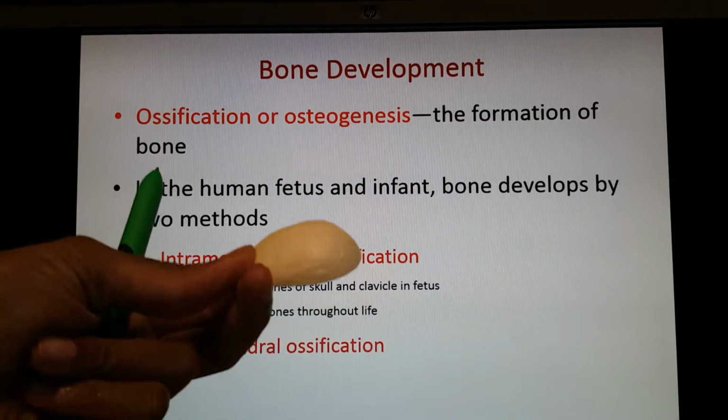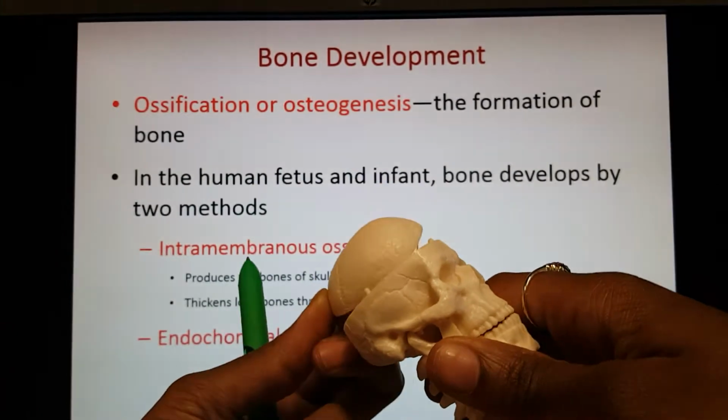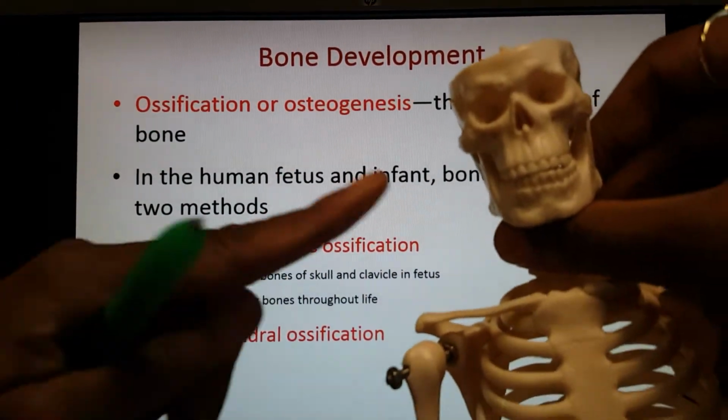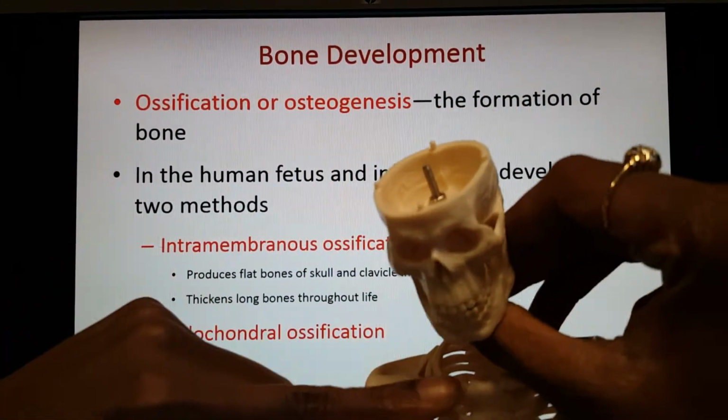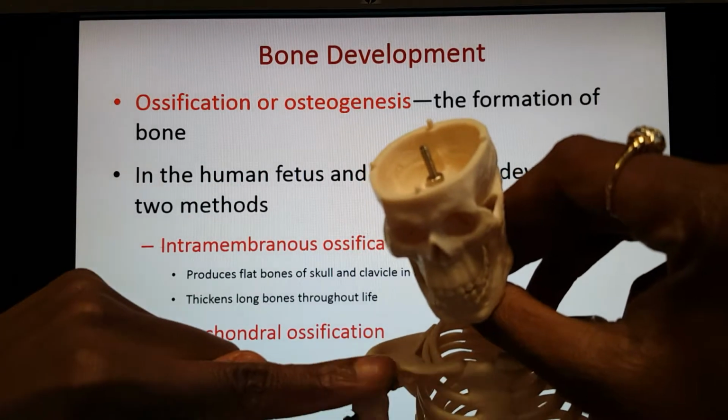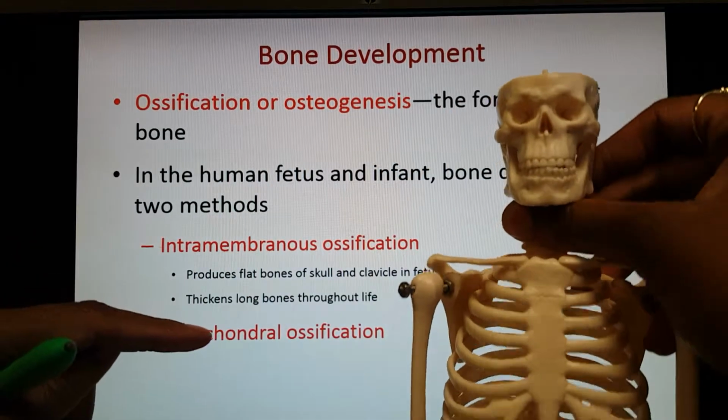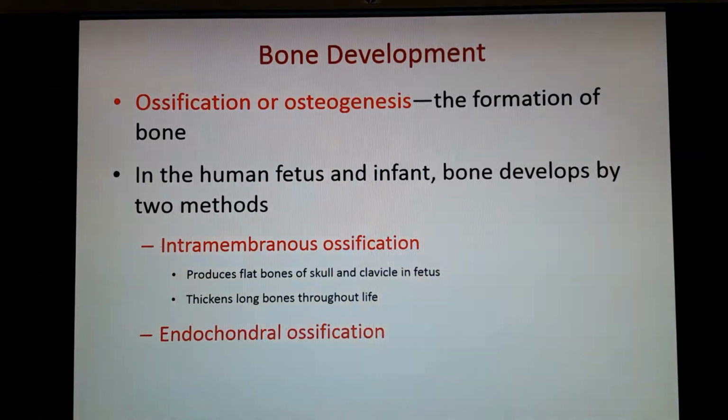So flat bone from the skull cap on top of the skull, as well as the clavicle, which is our little shoulder bone that's up here, also called your collarbone. It's also how we thicken bones throughout life. So of course, as a child grows, bone's going to need to get bigger. And so they do it through intramembranous ossification.